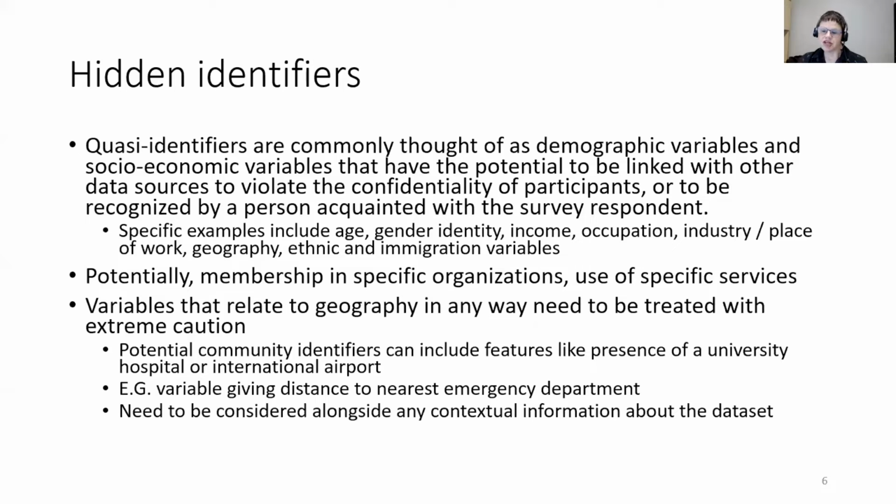For example, is it clear from external information that the participants in this study lived in a particular area or type of area, or belonged to a particular business or had a particular occupation? Contextual information about the data set should also be considered a variable that could be matched to external information.